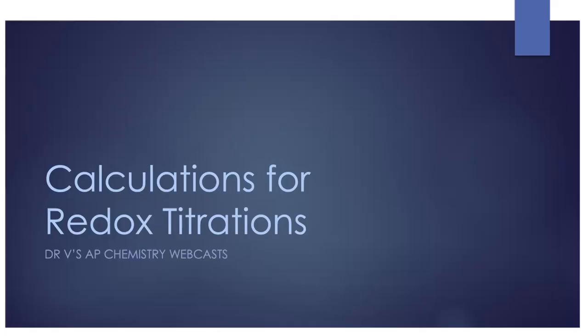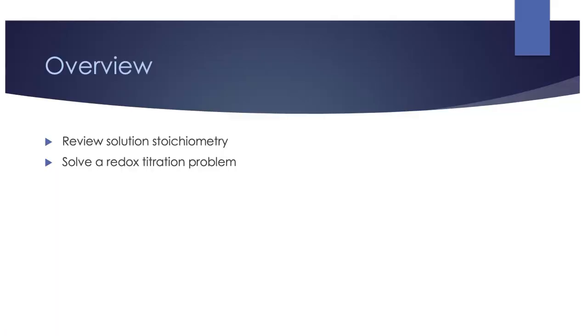In this webcast, I'd like to talk about calculations for doing redox titrations. These are an important skill and something that AP chemistry students need to be able to do. Now, really what we're doing is an aspect of solution stoichiometry. So I'm going to go through the process of titrations a little bit and really focus on the math of what we need to do to solve these problems, and then go through a redox titration problem with you.